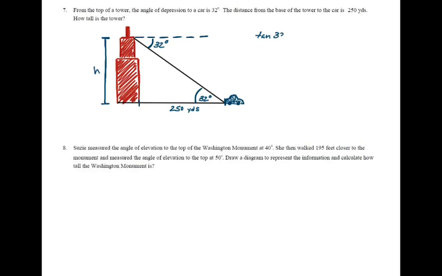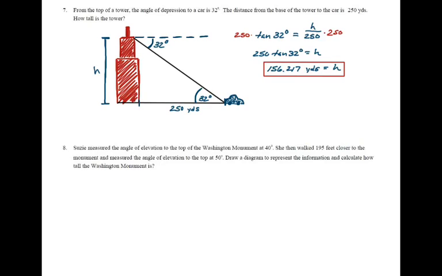So I'm going to use tangent of 32 degrees equals h over 250. I'm going to solve for h by multiplying both sides by 250. And I get 250 tangent 32 should be the height of the tower. So the tower is 156.217 yards.